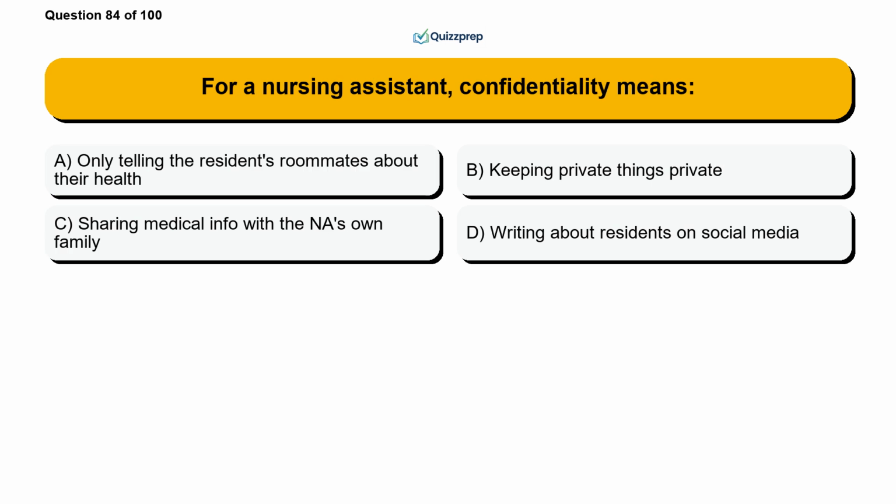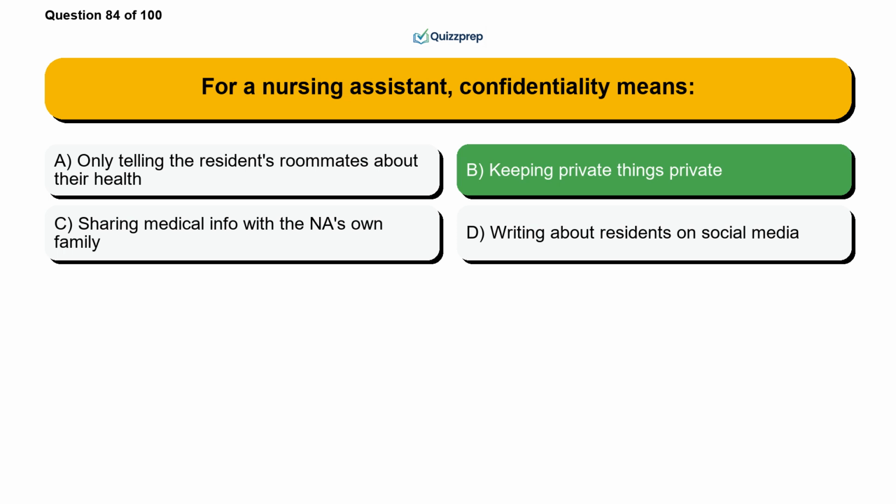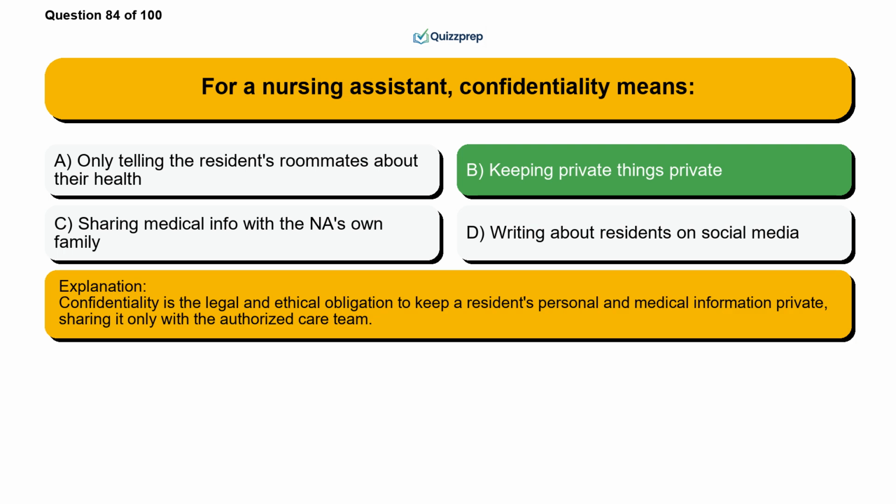Question 84. For a nursing assistant, confidentiality means: option A, only telling the residents' roommates about their health. Option B, keeping private things private. Option C, sharing medical info with the NA's own family. Option D, writing about residents on social media. The correct answer is option B, keeping private things private. Confidentiality is the legal and ethical obligation to keep a resident's personal and medical information private, sharing it only with the authorized care team.